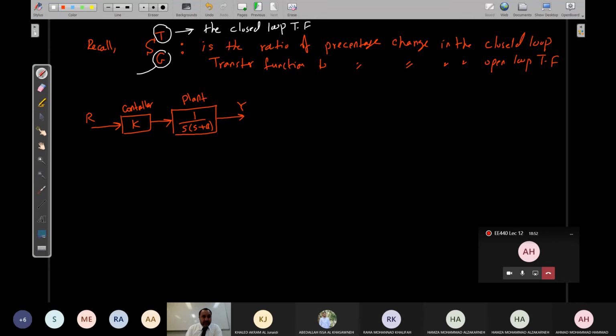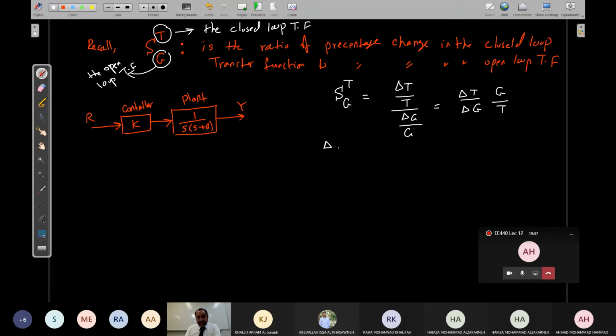And this is what we call here, by assumption, the open loop transfer function. Good. So simply, mathematically, this can be represented as S_G^T equal to partial T over G, or delta T over delta G over G. Simply, this can be written as delta T over delta G, and I will have here G over T. Now, if the variation is very small, going to zero, then this is approximately equal to partial T over partial G, G over T.